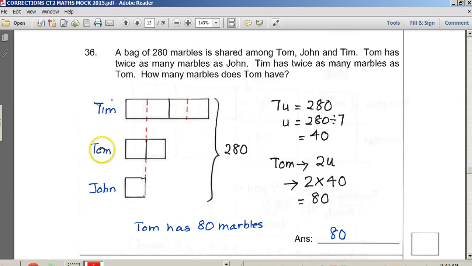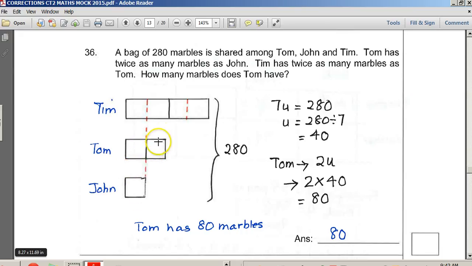Tom compared with John first. First I drew this: 2 boxes and 1 box over here. That is the relationship between Tom and John. Next, Tim has twice, meaning 2 times as many marbles as Tom. Now let's take a look over here. Let me draw over here. Now what it means here is like this.